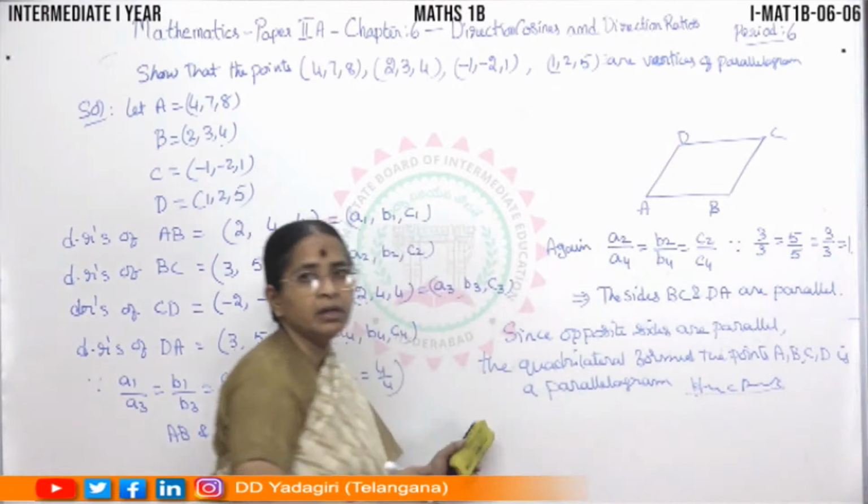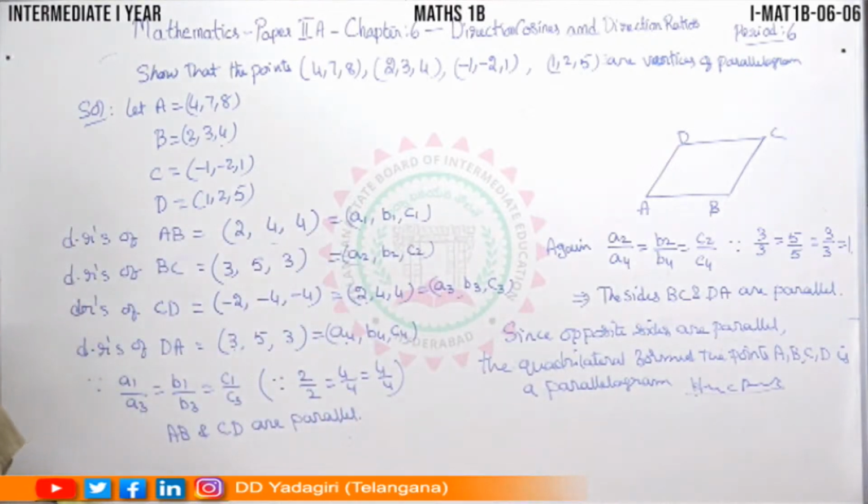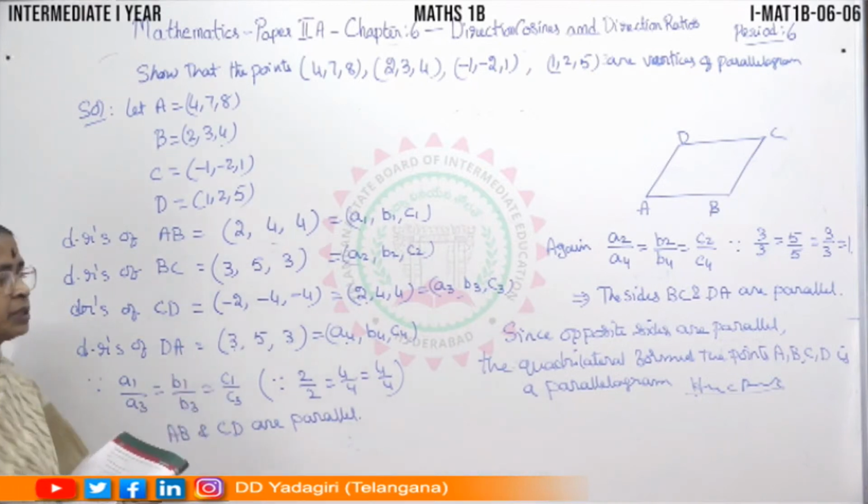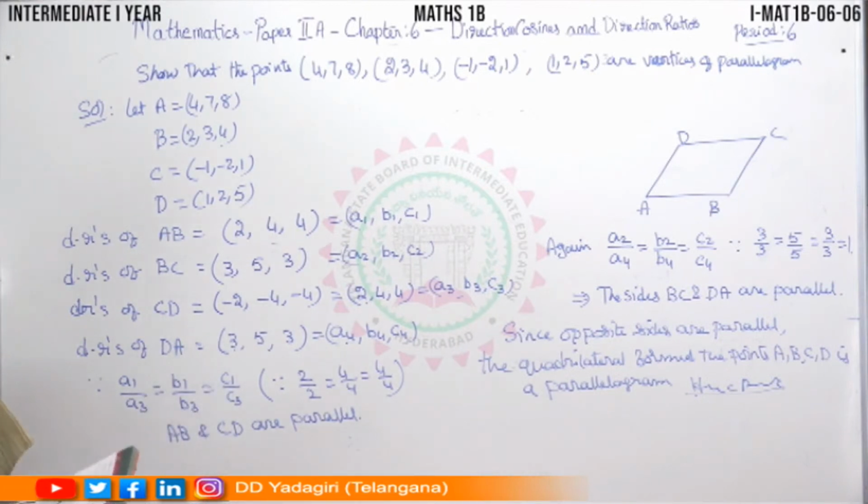So like this we do the problem. To show that the 4 points are the vertices of a parallelogram, you show that the opposite sides are parallel. When are opposite sides parallel? When the direction ratios are proportional. So you can just show that the direction ratios are proportional, and so they are. Now the next problem.